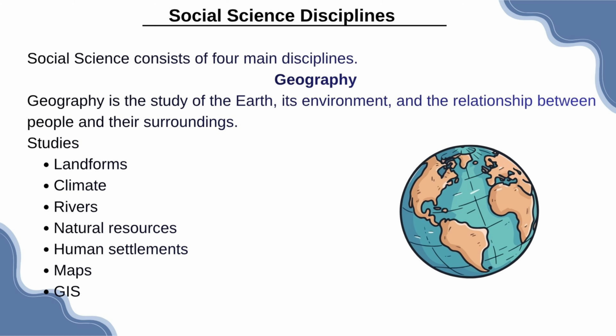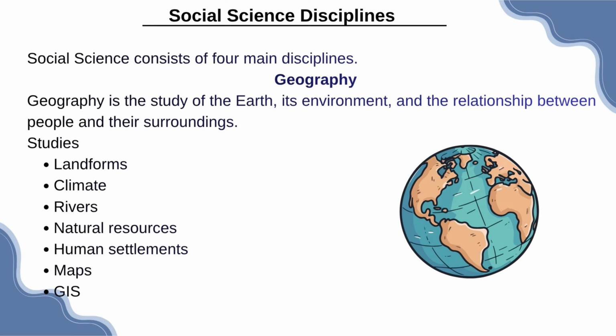What is geography? The word geography comes from two Greek words: geo, meaning earth, and graphy, meaning to describe or to write about. So literally, geography means description of the earth. But geography is much more than memorizing maps. It studies our planet, its physical features, its climate, its natural resources, and most importantly, how humans interact with nature. In simple words, geography answers these three important questions. Where is it? Why is it there? How does it affect our lives?